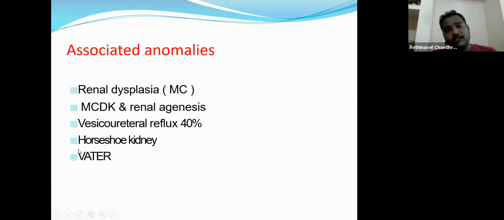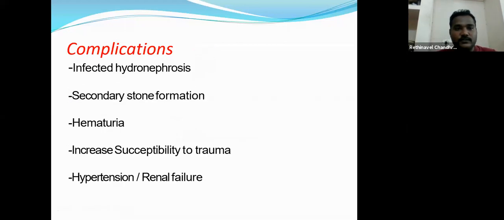This is more important: the associated anomalies. This is also again a question asked. The most common anomaly associated with PUJO obstruction is renal dysplasia. Though all these anomalies are seen: multicystic dysplastic kidney, renal agenesis, vesicoureteric reflux, ureterocele, even Vater anomalies are also associated. But the most common anomaly associated with PUJO is renal dysplasia. This you remember; it is also again an exam question. Renal dysplasia is the most common congenital anomaly usually presenting with PUJO. And concomitant vesicoureteric reflux and PUJO will be present in 40% of individuals.